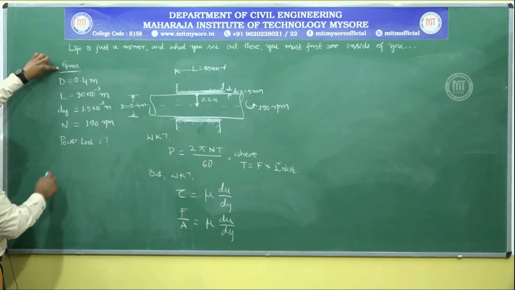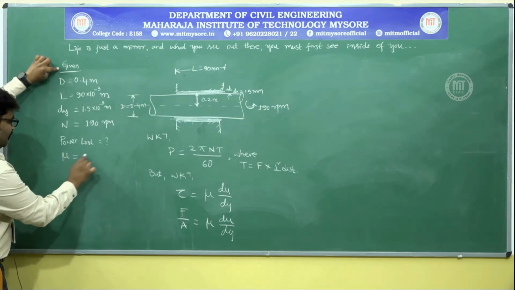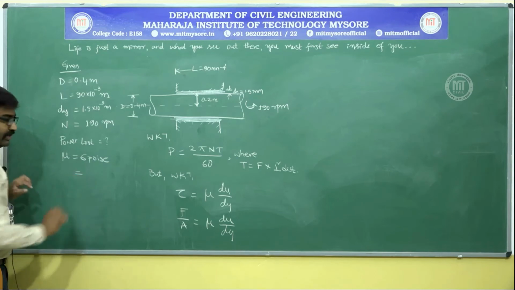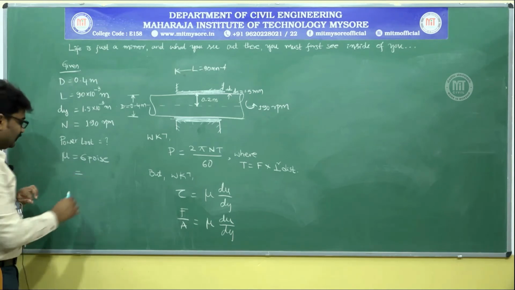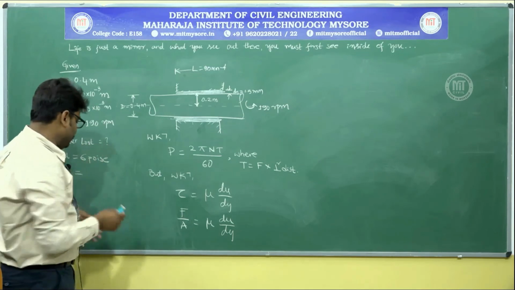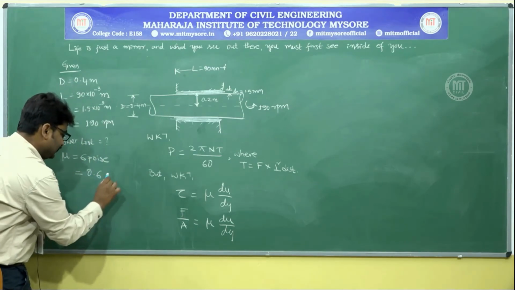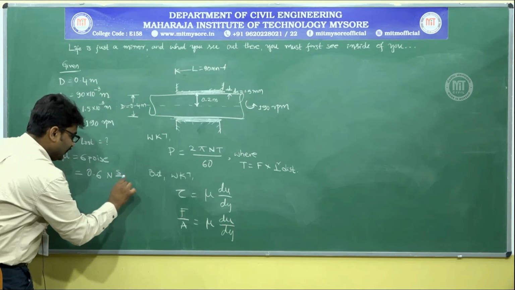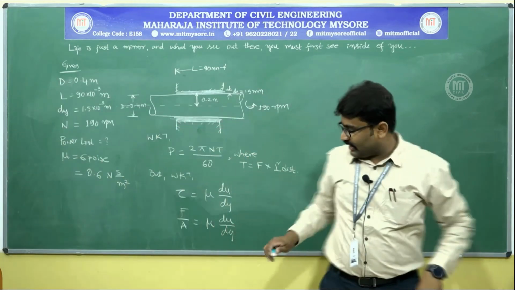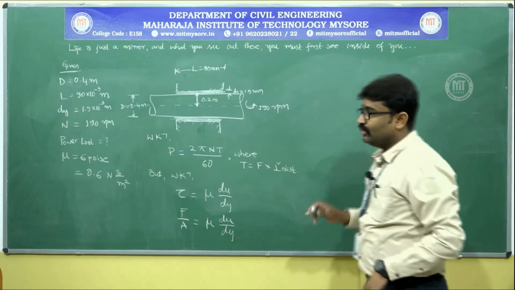I have forgotten to write mu here. Mu is given as 6 poise. How do I convert this into SI unit? 6 poise, you will have to divide it by 10 so that you get the equivalent value in SI. So 0.6 Newton second per meter square. Here now you will have to calculate area and du.